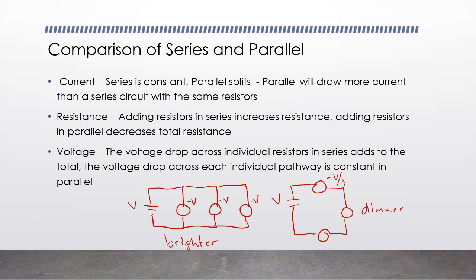And you're also getting more current through the parallel circuits. So again, power is IV. So if I goes up and V is up, it's way brighter in parallel than it is in series. So there's an advantage. It's also a drawback because you're taking more current. Adding resistors in series increases resistance, okay? Adding resistors in parallel decreases total resistance. Again, you're adding another pathway, so the total resistance goes down.